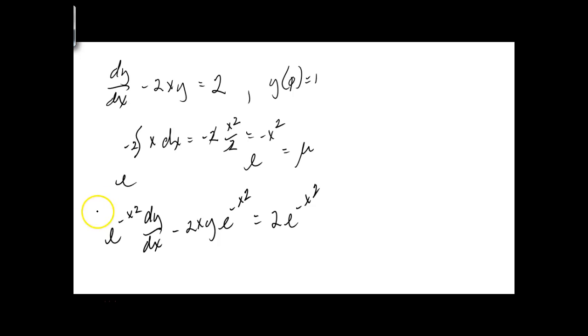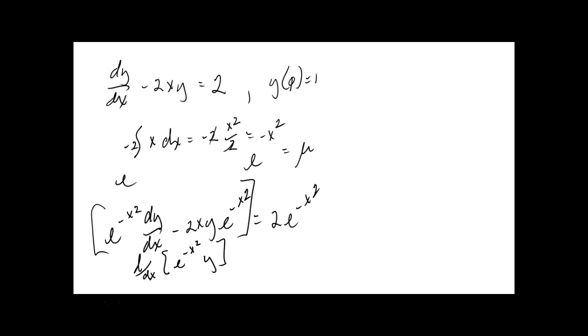Now, supposedly this, and this is something I always check, should be a perfect derivative. It should be a d by dx of something. It's not letting me write down there because that's where your symbols are. Okay? And that should be the perfect derivative of e to the minus x squared times y. Now that's what it should be. Let's confirm that it is.